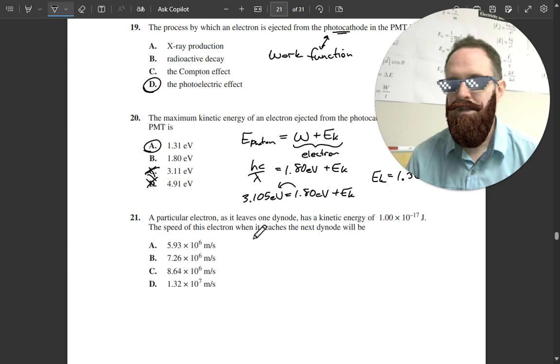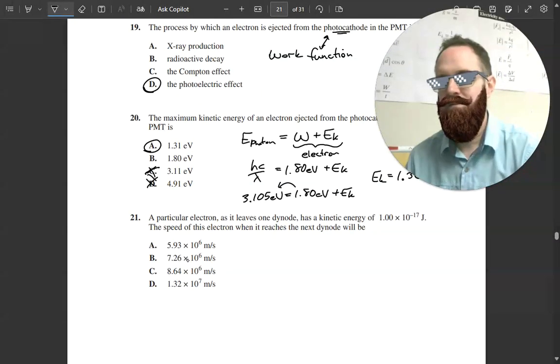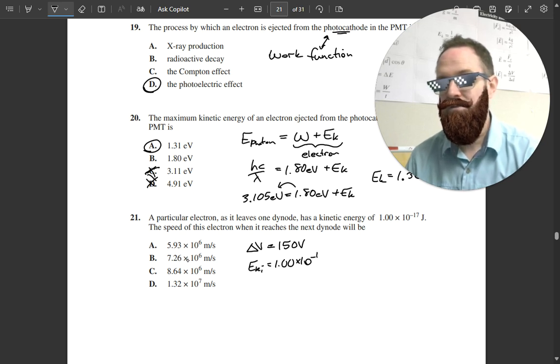Okay, a particular electron leaves one diode, has a kinetic energy of this, the speed of this when it reaches the next diode. So that involves this 150 delta V here, the voltage. Okay, so we got an initial kinetic energy. So our goal is to find out what the final kinetic energy is so I can find the final speed. Okay, so my EK final?